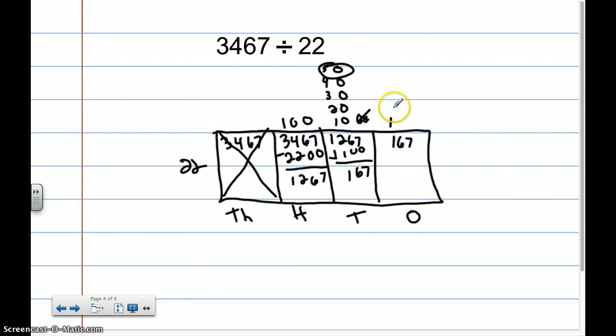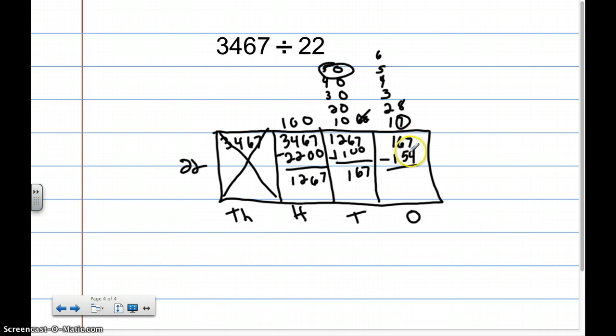So 22 times 1 is 22. 22 times 2 is 44. 22 times 3 is 66. 22 times 4 is going to be 88. 22 times 5 is going to be 110. 22 times 6 is going to be 132. 22 times 7 is going to be 154. 22 times 8 is going to be 176. So I have to pick 7, because 22 times 7 is going to be 154.